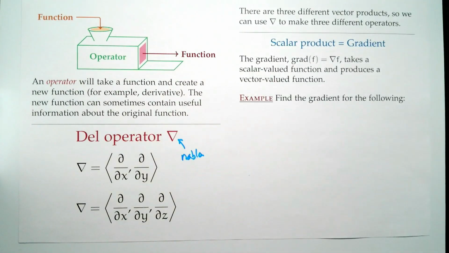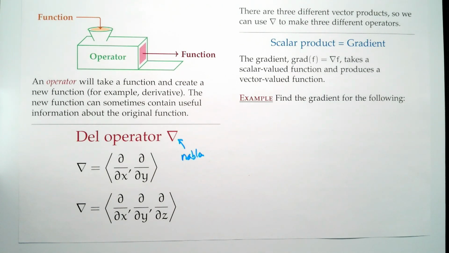So we're going to start off with the scalar product. The scalar product we've talked about before, that's a good reason for us to start here. That corresponds to what we call the gradient. So what do we do? Well, the gradient says we're going to take a function. It's a scalar valued function, so the type of function we're used to, and it's going to create a vector valued function.